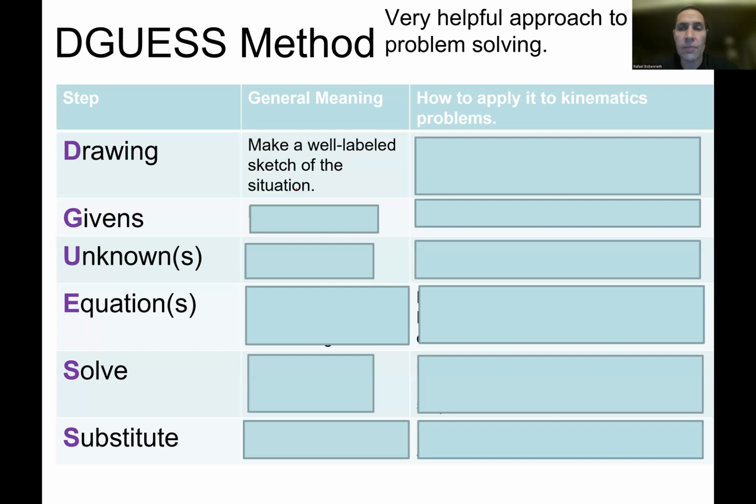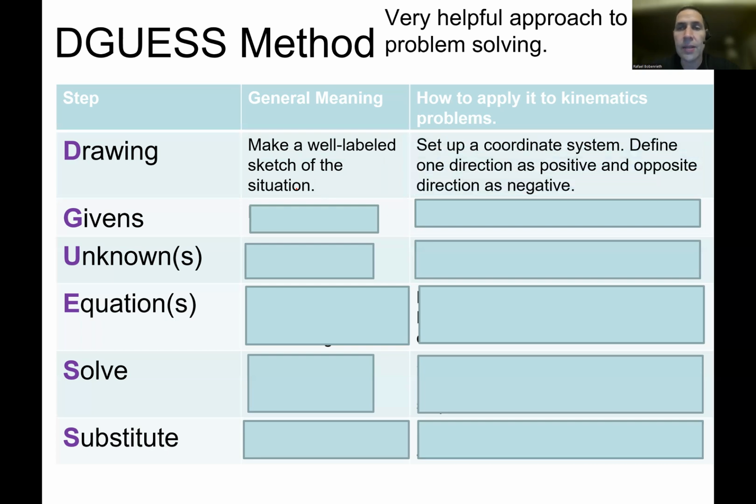The general meaning for drawing basically just means make a well-labeled sketch of the situation. Now, sometimes students get really worried about this. They're saying, a drawing, why do I need to make a drawing? It's really important just for you to make a quick sketch. I usually do stick figures, less than 30 seconds. You set up a coordinate system, which we've talked about already. Coordinate systems are really important from this point forward. Define one direction as positive, the other as negative, and just draw stick figures or box cars, whatever the case may be. In the givens, you list your givens, and I'm going to show you a table that is really helpful to do that.